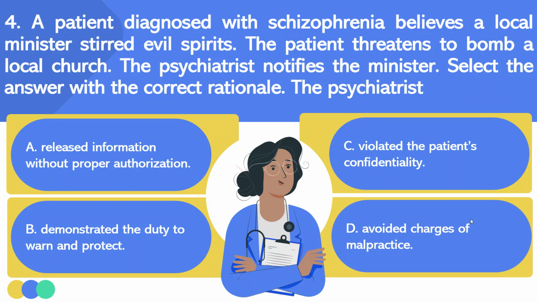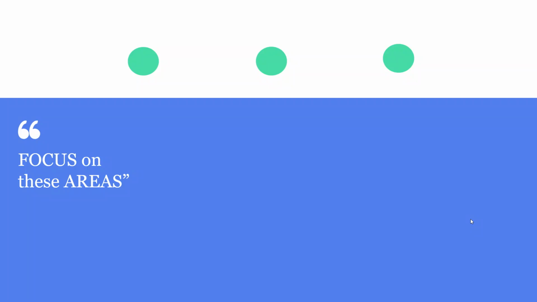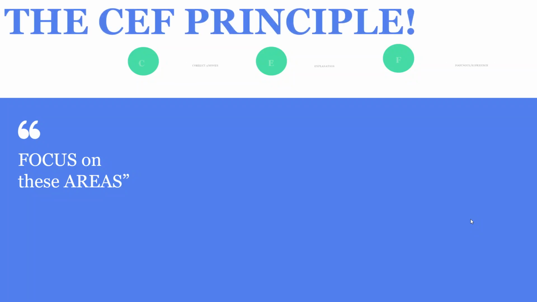And then the best answer for this number four is letter B, demonstrated a duty to warn and protect because, of course, it is the healthcare professional's duty to warn or notify an intended victim after a threat of harm has been made. Informing a potential victim of a threat is basically a form of legal responsibility of the healthcare professional, and it is not considered to be a violation of confidentiality. So number four is letter B. So the answer is letter B for number four.